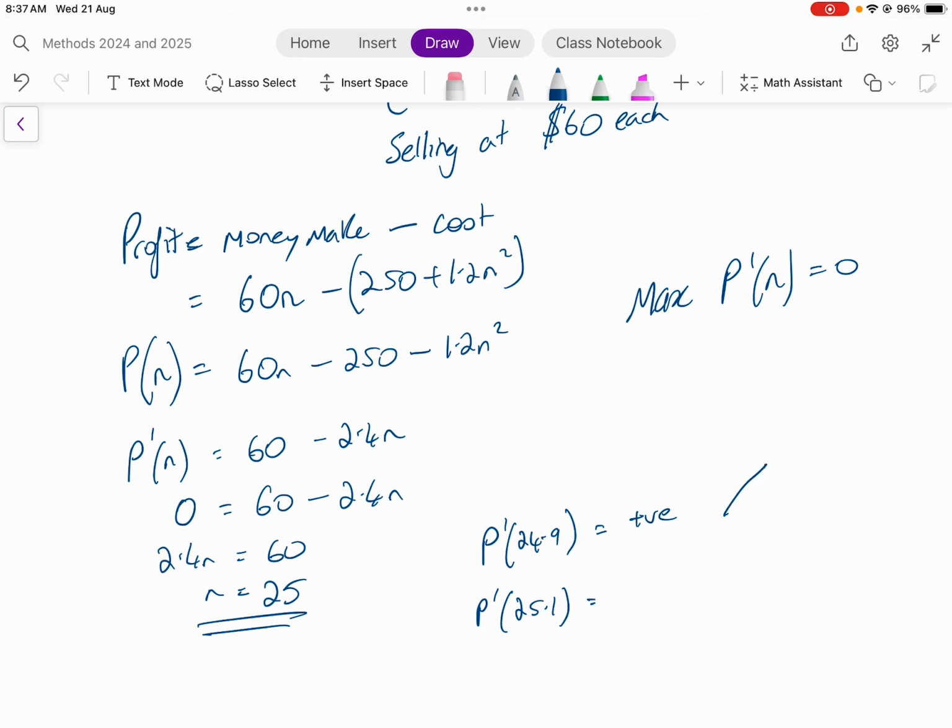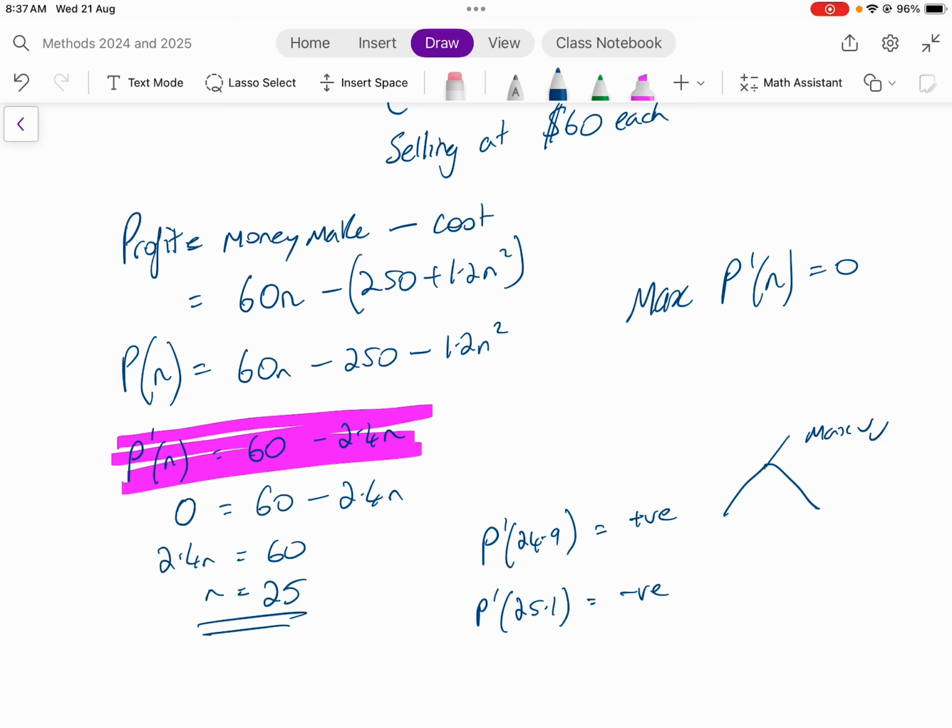And when you substitute 25.1 into the derivative function, so we're substituting it into this function, you will see that the answer is negative, meaning that it came back down. So it is definitely a maximum. So n equals 25 is definitely a maximum.